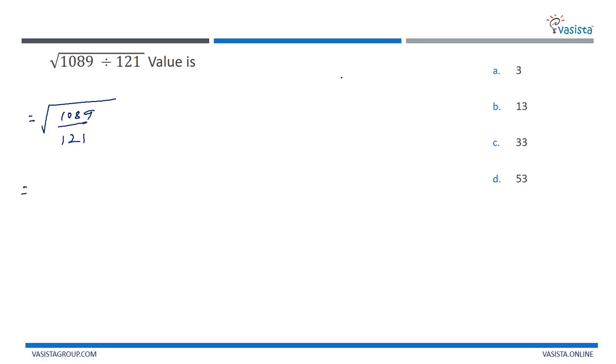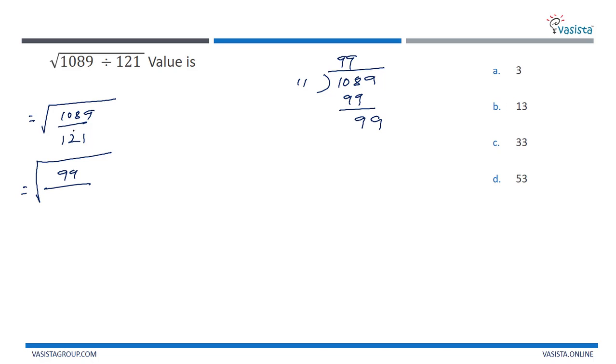1089 divided by 11. 11 nines are 99, correct? 9 and 9, again 11 nines are 99. So this will become 99, correct?